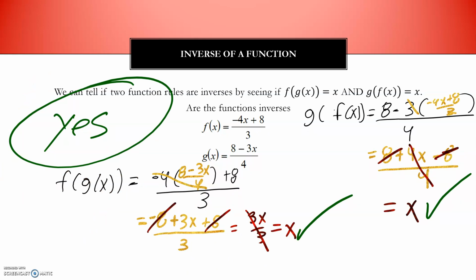So that's the number version of what we just did here. So we're trying to make sure the two functions cancel each other out. And when that happens, they are inverses.